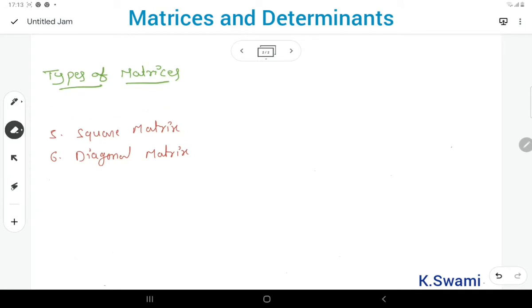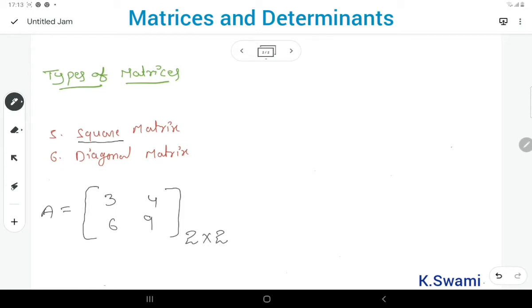Another one is square matrix. Square matrix means a matrix in which number of rows is equal to number of columns. For example, A is equal to 3 4 6 9. So number of rows is equal to 2, number of columns is equal to 2. The number of rows equal to the number of columns is said to be the square matrix.